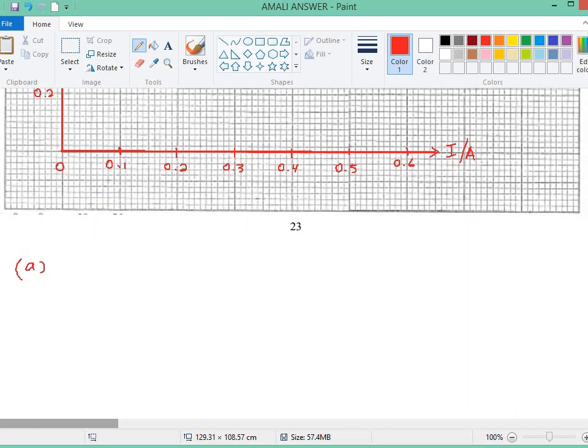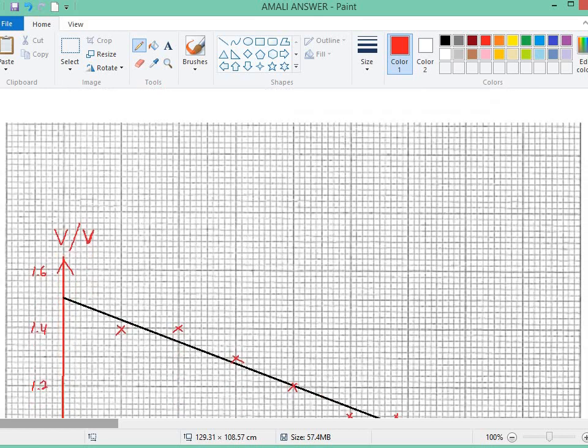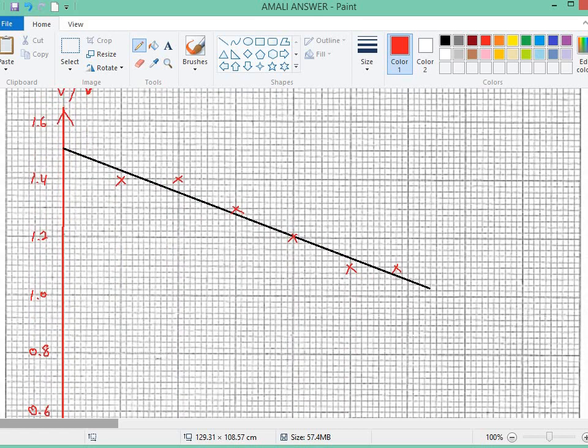So let's answer the question. The first question: calculate the gradient of the graph. When you want to calculate the gradient of the graph, you must draw a triangle, because you need to choose 2 points on the graph.